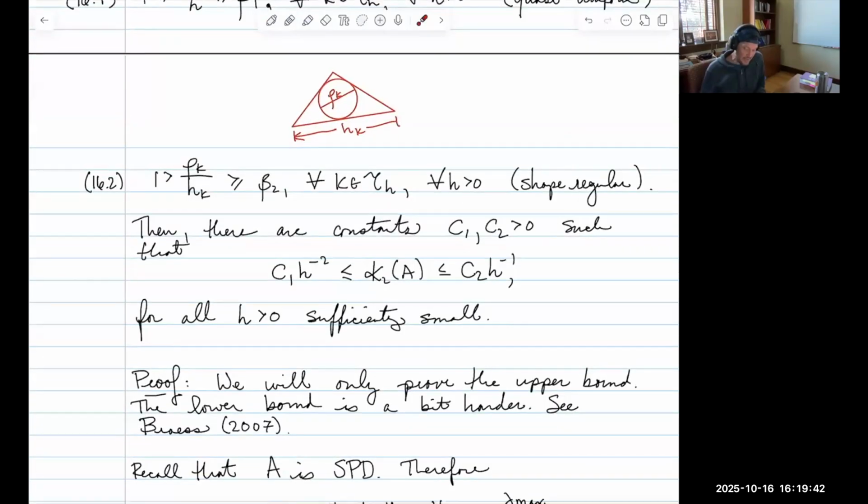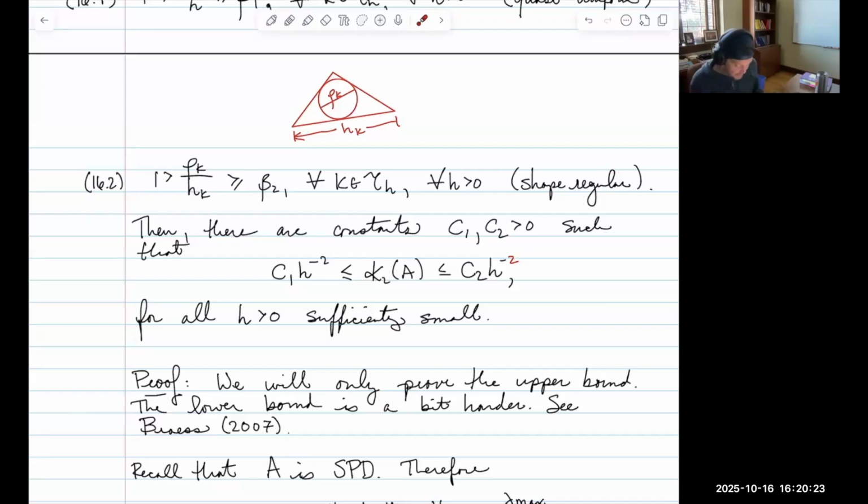What we're going to prove is that there exist two constants, C1 and C2, where C2 is going to have to be bigger than C1, such that the condition number of A has the lower bound C1 h to the minus 2 power, and the upper bound C2 h to the minus 2 power. So it's sandwiched between these two inverse parabolic curves. What is this saying?